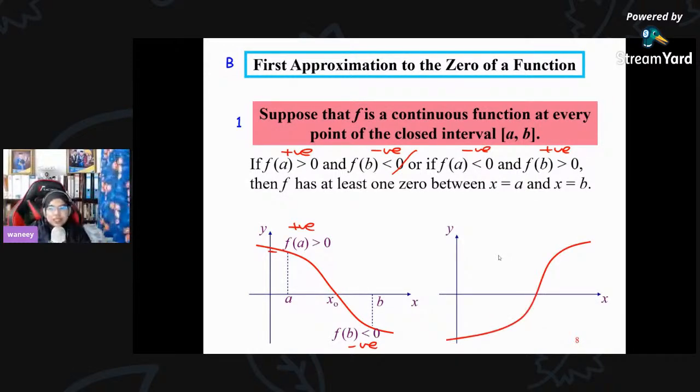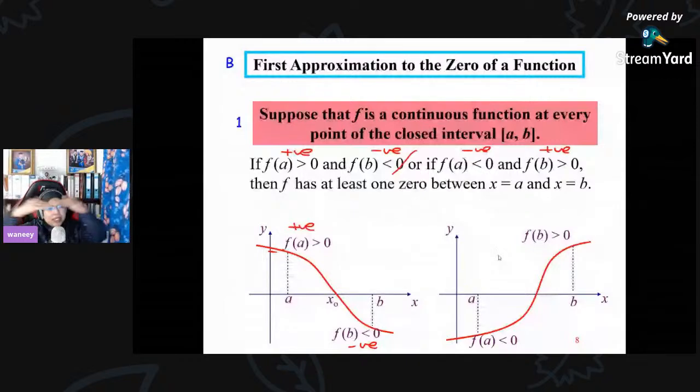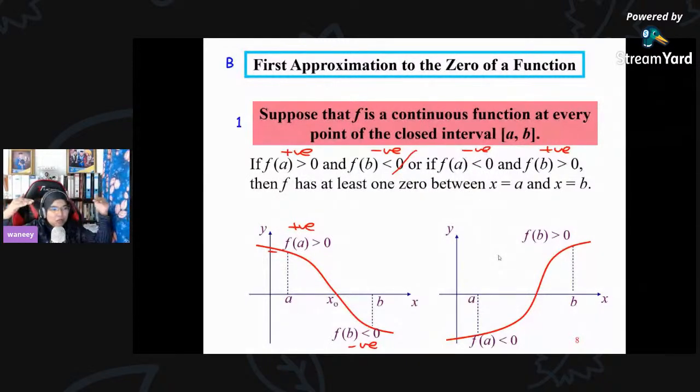The other case, we might have f(a) being a negative value, and then if we substitute the value of b, it is supposed to be a positive value. So one of them is negative, one of them is positive. If we have a continuous function, definitely we have a point where the value of y is equal to 0. One positive, one negative, so for a function like that, we must have a value where y is equal to zero. Those are the values of x that we want to find.